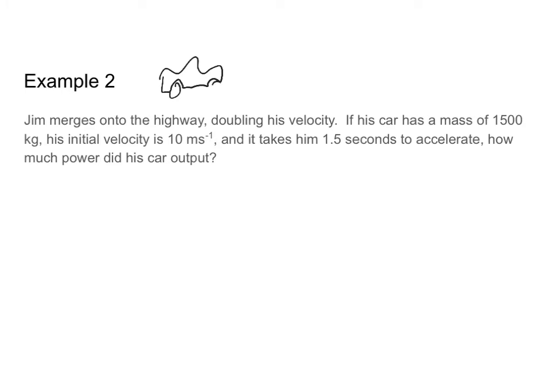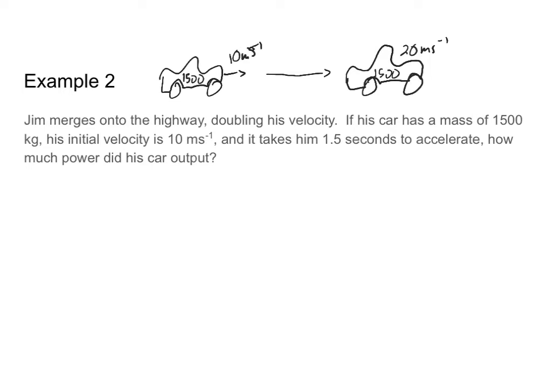Jim is traveling at 10 meters per second. And he's driving his car of mass 1,500. Then, he speeds up. And by the end of our story, he is traveling at twice that velocity, or 20 meters per second. And his car is, of course, still going to have that same mass, since its mass is not changing. And that whole transition is going to take him 1.5 seconds. So let's figure out his car's power output.